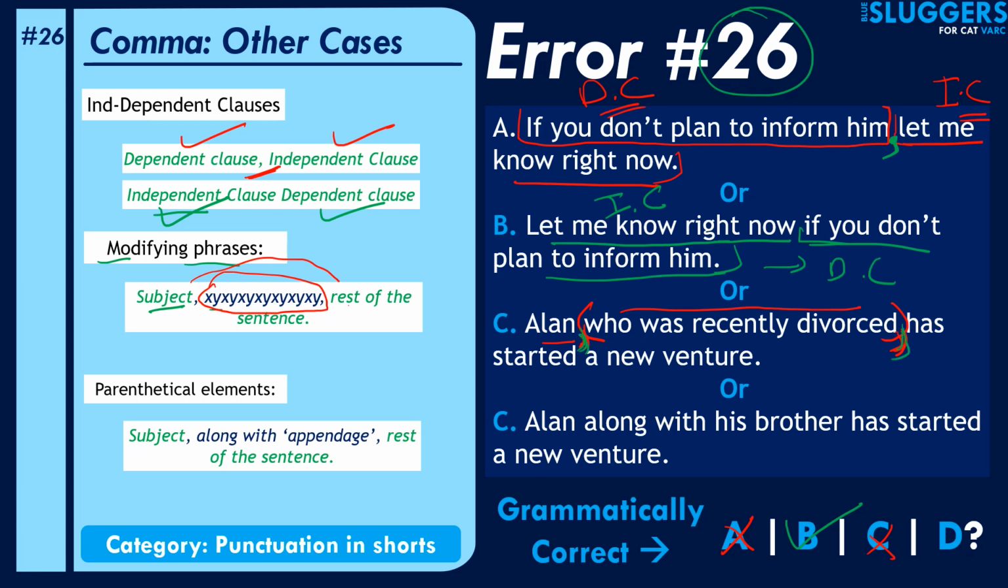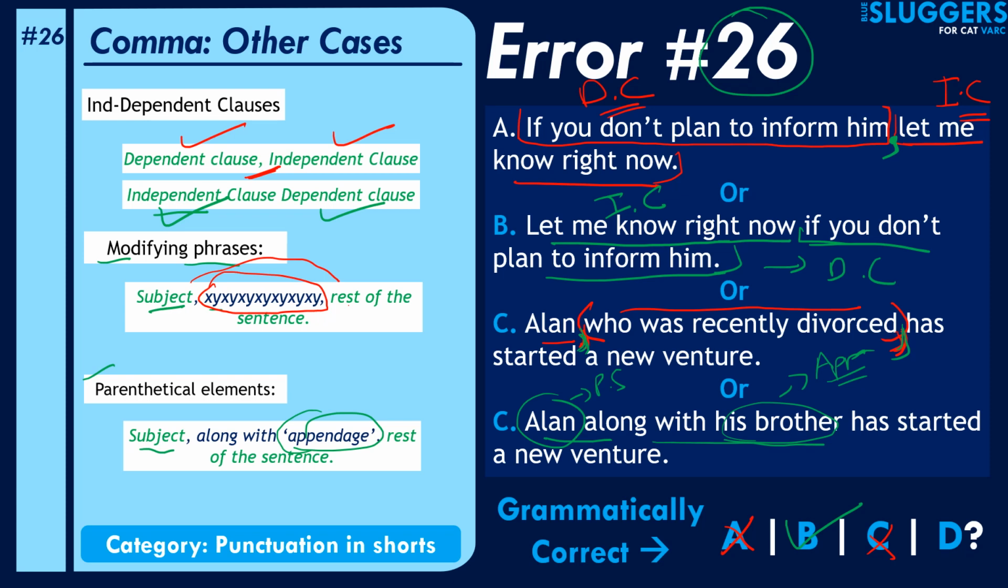Okay, last part, parenthetical elements. You must recall, in one of the subject verb agreement errors, we discussed something called the appendage rule, right? When you have a primary subject and then a secondary subject, the sentences usually go something like this: Alan along with his brother. It seems like you have two subjects here, and we do, but the first subject is considered the primary subject, and the second, his brother, is considered the secondary subject, or as the term we used earlier, an appendage, right? Something that is not very important, at least in the grammatical sense.